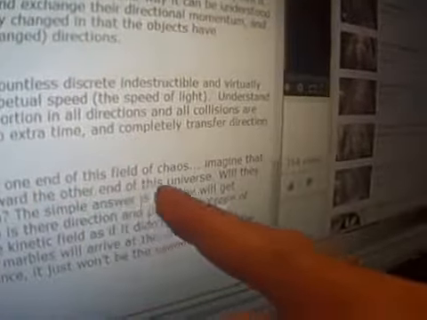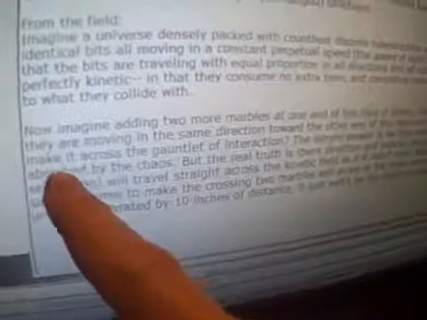Anyway, now imagine two more marbles at one end of the field of chaos. So you have this huge universe, and we're just going to add two marbles at one end. Imagine they are moving in the same direction towards the other end of the universe. So they're like a photon. They're separated by some distance, an exact, known distance, and they're moving away towards the other end of the universe. Question: will they make it across the gauntlet of interaction? Will they get across the entire universe and be received as two marbles, say 10 inches apart?